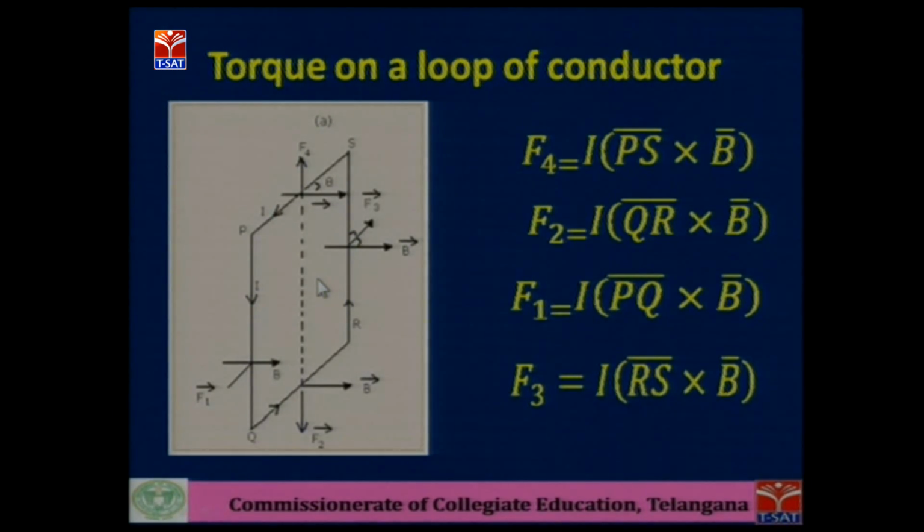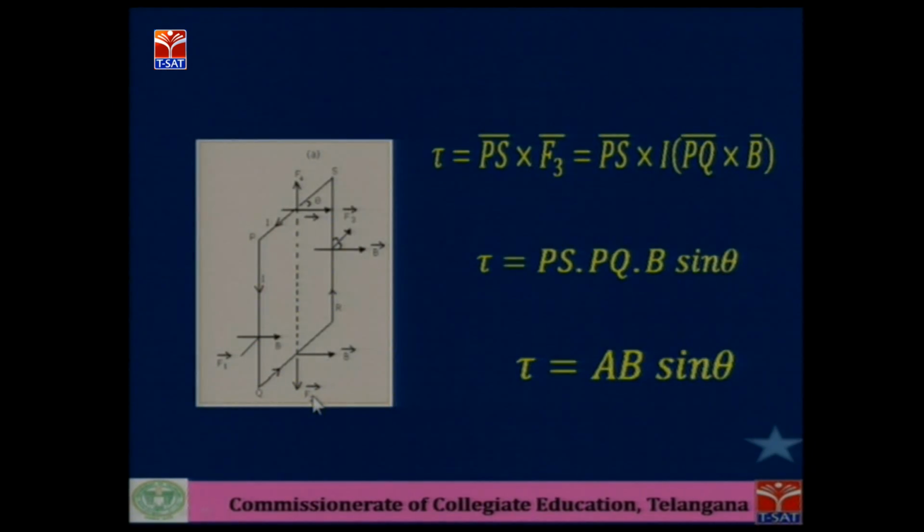We know two forces act in opposite directions but not along the same straight line. They are parallel to each other and separated by some distance. Let us say the distance is PS here. They constitute a couple and make this arm rotate about this axis. So how do we calculate this couple, the torque acting on this?